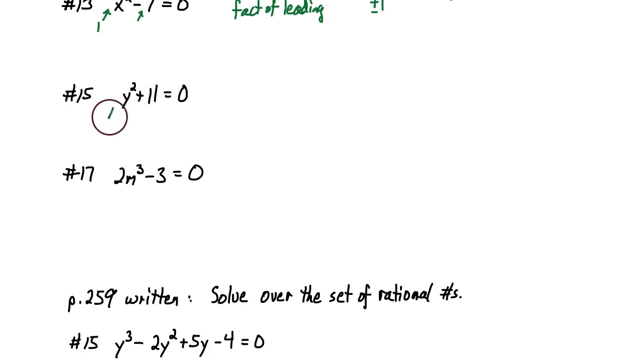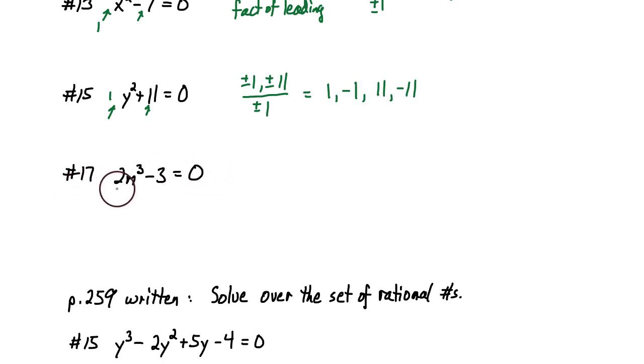Number 15, the leading term is 1 and the constant term is 11. So our possible rational roots have all the factors of the constant term divided by all the factors of the leading term. Now let's figure out what the numbers actually are. We could get +1 or -1, and we could get +11 or -11. Again, I'm not saying that these are the answers to the equation. It's just these are the possible answers that are rational.